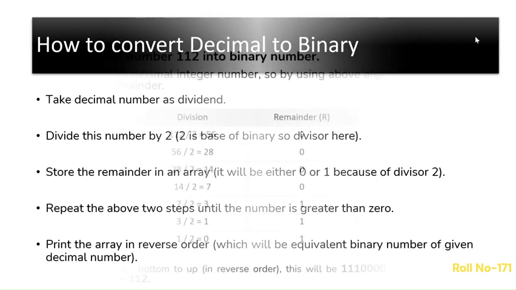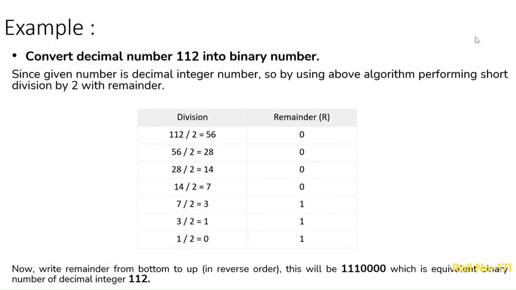For our better understanding, let us solve an example. We are given: convert decimal number 112 into a binary number. Since the given number is a decimal integer, we are performing the algorithm of short division by 2 with the remainder. Let us perform the division of 112 by 2. When we divide it by 2, we get 56, which is an even number, so we get the remainder as 0. Let us further divide 56 by 2, and we again get an even number, so we assign 0 on the remainder side.